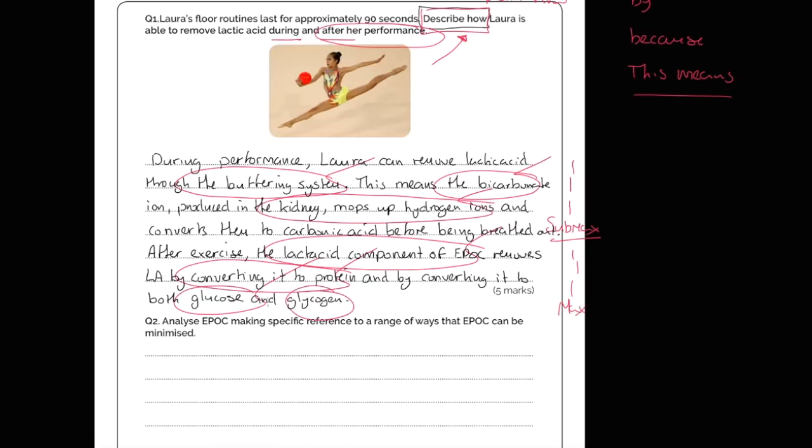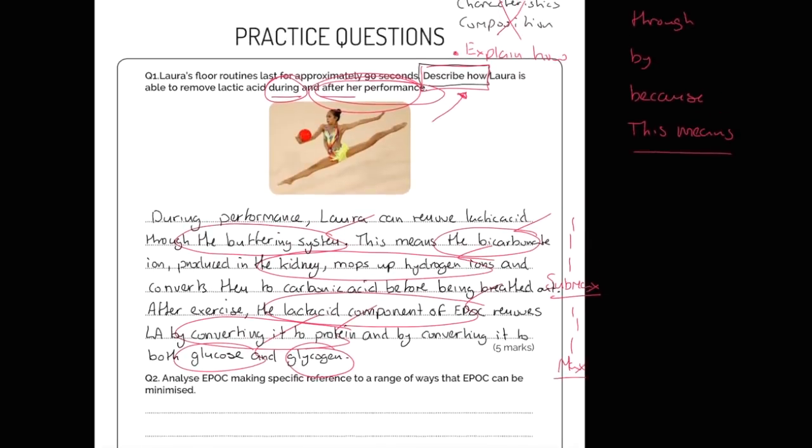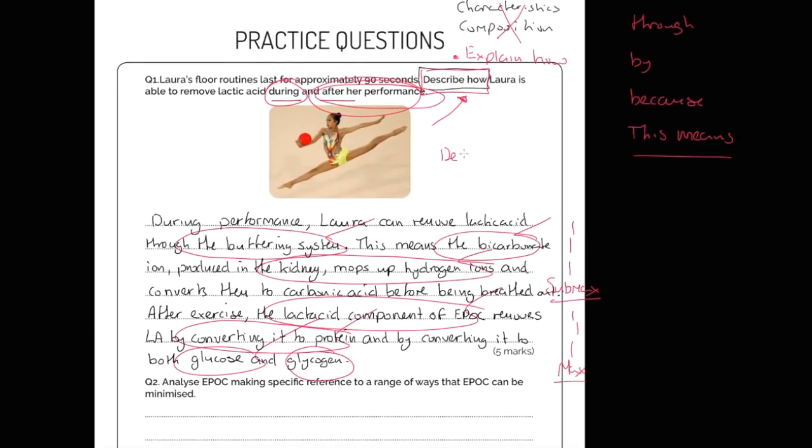And of course, glycogen could potentially get us a mark if there weren't just six available. So I've clearly done the during. I've clearly done the after. I've clearly put enough content in there to get my marks. And I get my six marks as a result. And can I remind you what I said before? If you get a describe how question, I mean, first of all, I don't think you should. But if you do, what they mean is explain how.